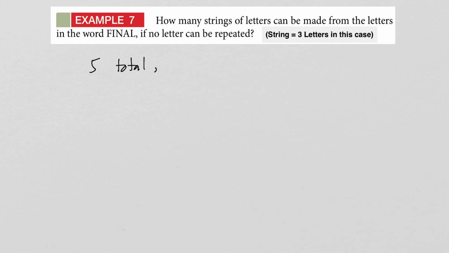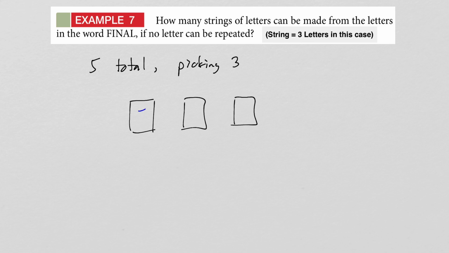And we are picking 3, right? So we are going to have 3 boxes, if you will. In the first box, we have 5 choices. Once we use a letter, we have 4 choices in the next box. And once we use the next letter, we have 3 choices. So 5 times 4 times 3 is equal to 60. Okay, so there are 60 different permutations of 5 objects, choosing 3 of them.